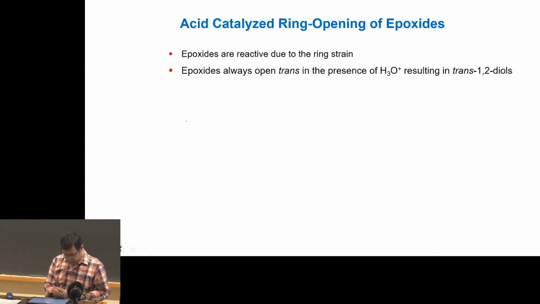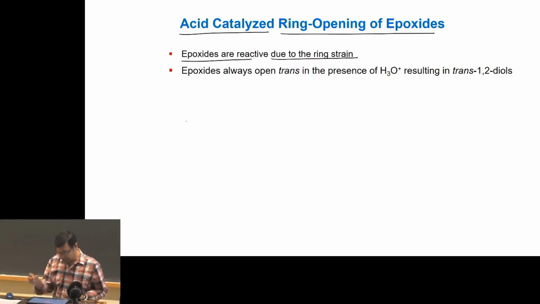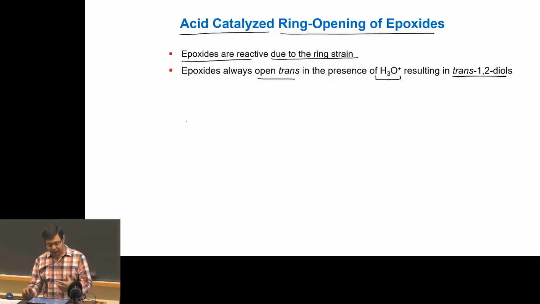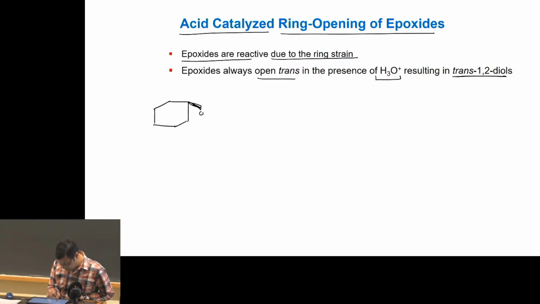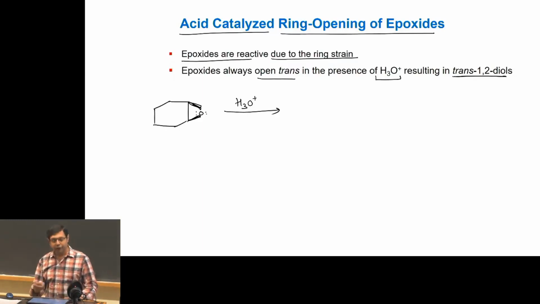Let's take an example. Acid catalyzed ring opening of epoxides. Epoxides are reactive due to ring strain. They always open up trans in the presence of acidified water, resulting in trans 1,2 diols. So let's take an example. Let's say I start off with this epoxide. And I react this with H3O plus, acidified water. For the sake of simplicity, you can write H3O plus as H plus and water.